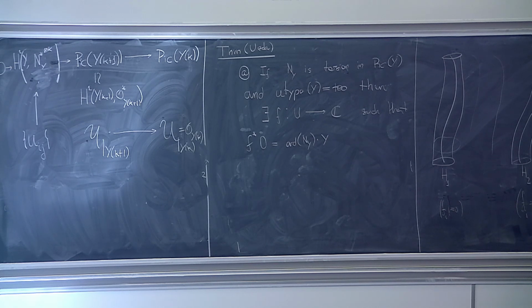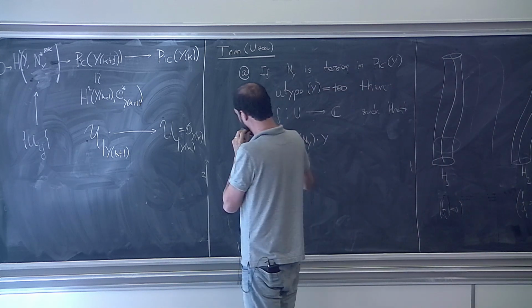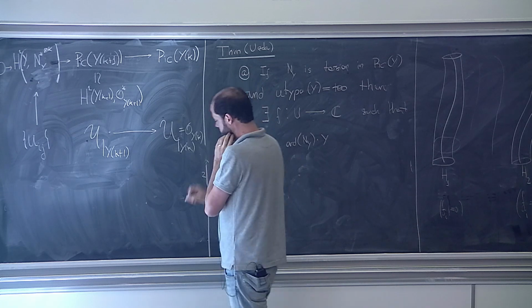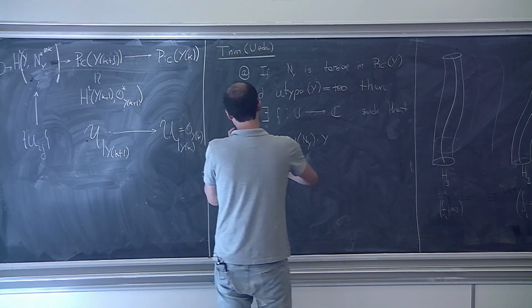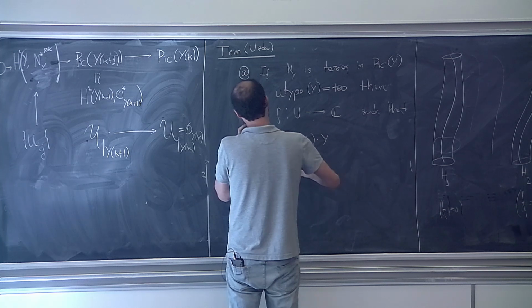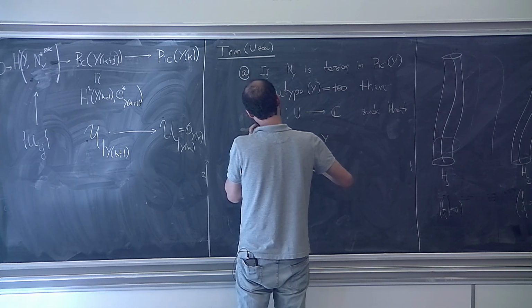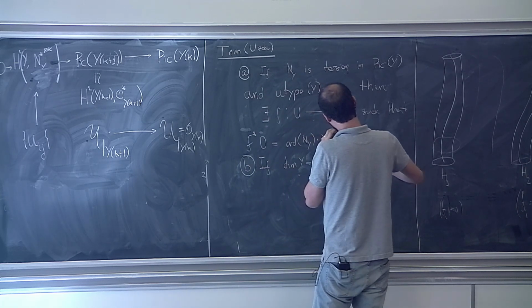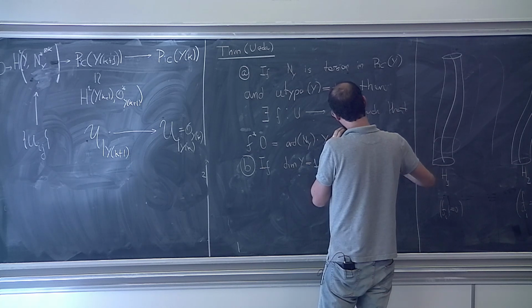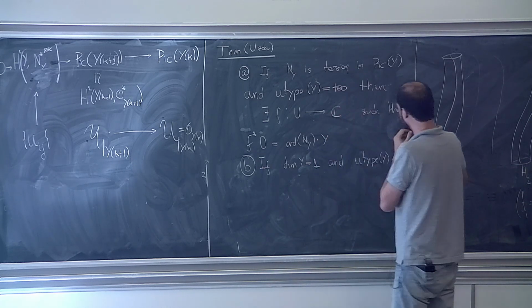This is the result which can be proved as follows. First you prove that there exists a formal fibration, which is essentially by definition, and then you prove the convergence using Artin's approximation theorem, or Grothendieck's comparison, I don't know. And the really new phenomenon discovered by Ueda is this: you have to assume that Y is a curve, so the dimension of Y is 1, and the U type of Y is finite.